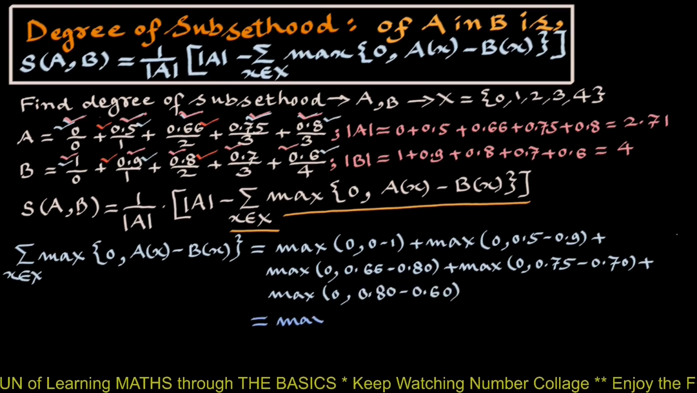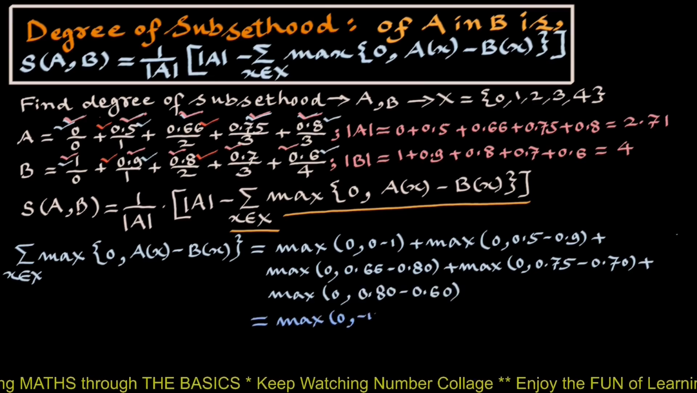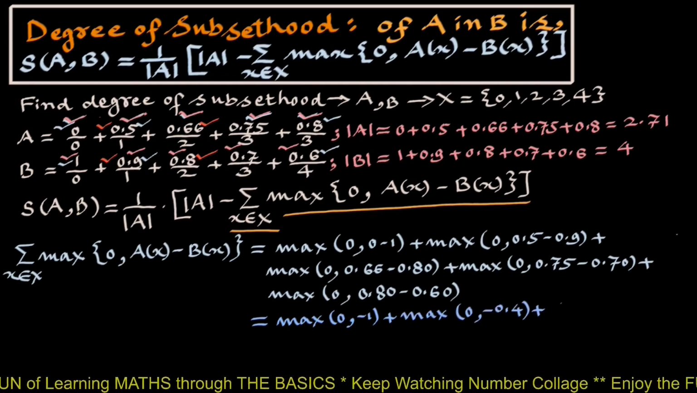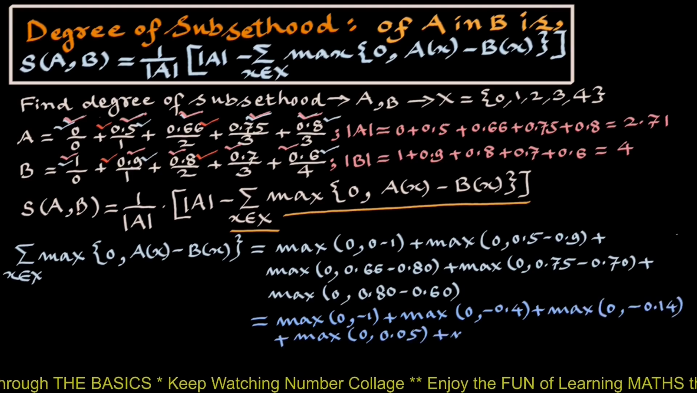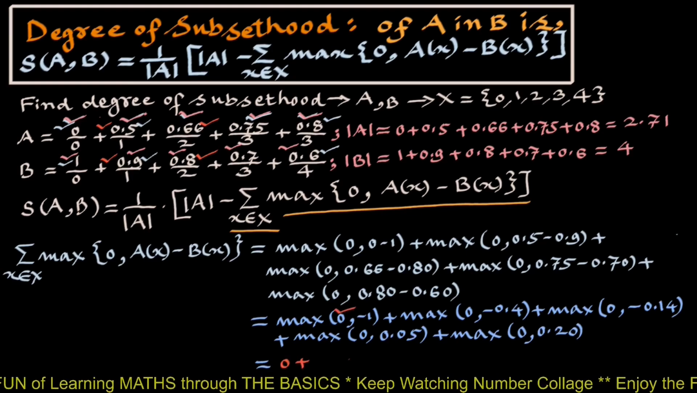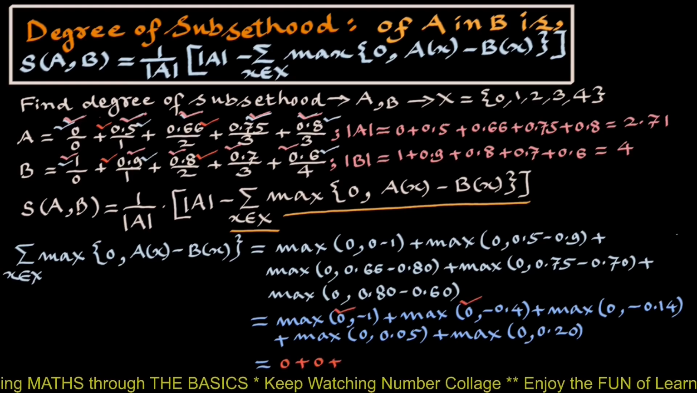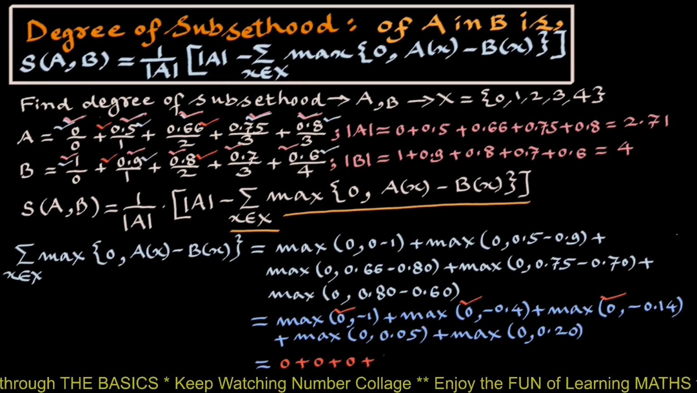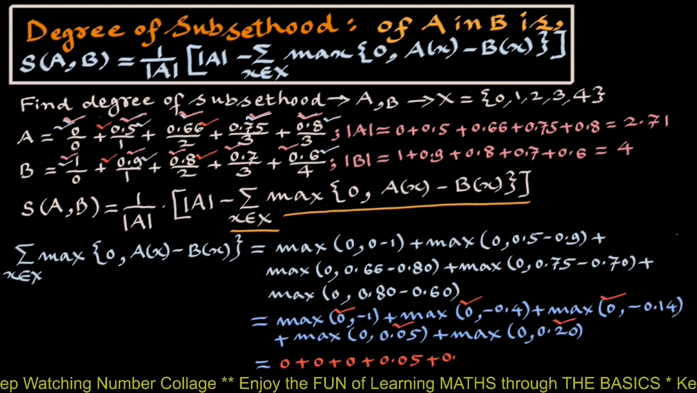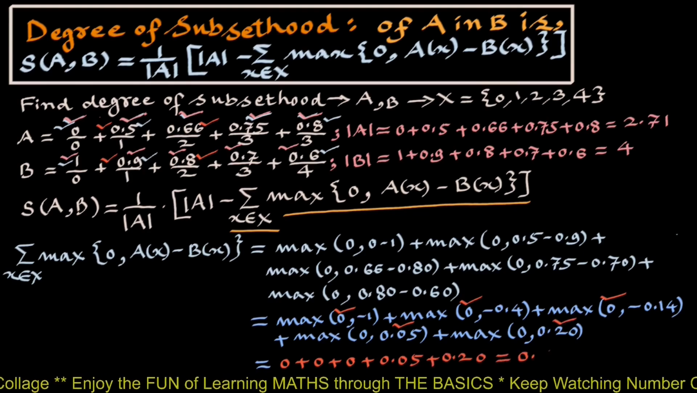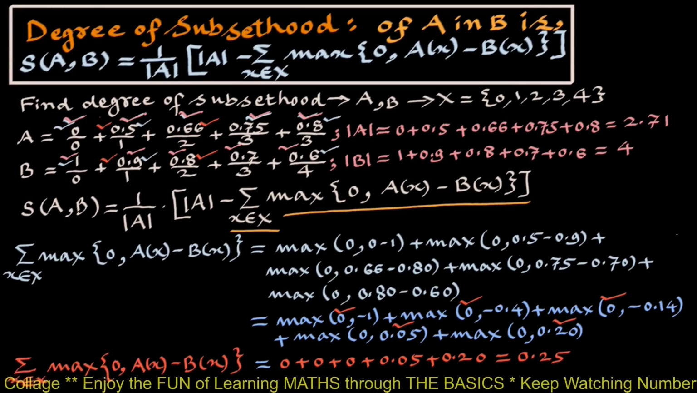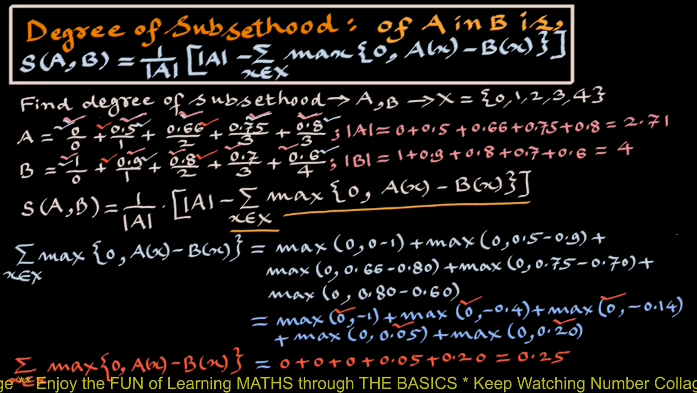This will be maximum of 0 and minus 1 plus maximum of 0 and minus 0.4 plus etc. plus maximum of 0 and 0.2, which will be this 0 plus this 0 plus this 0 plus this 0.05 plus this 0.20. That will be 0.25. So this is summation of maximum of 0 and difference A of x minus B of x, which is 0.25.